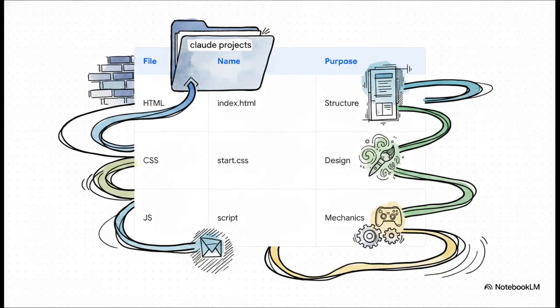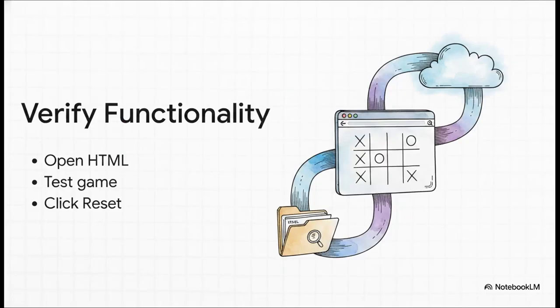After just a brief moment of thinking, we can look inside our trusted Claude Projects folder and visually verify these 3 specific files generated perfectly by the AI. It dynamically creates a tech folder and populates it with an index.html file for the core structure, a start.css file for that beautiful design we specifically asked for, and the JavaScript file to handle the game's actual mechanics. But does it actually work?